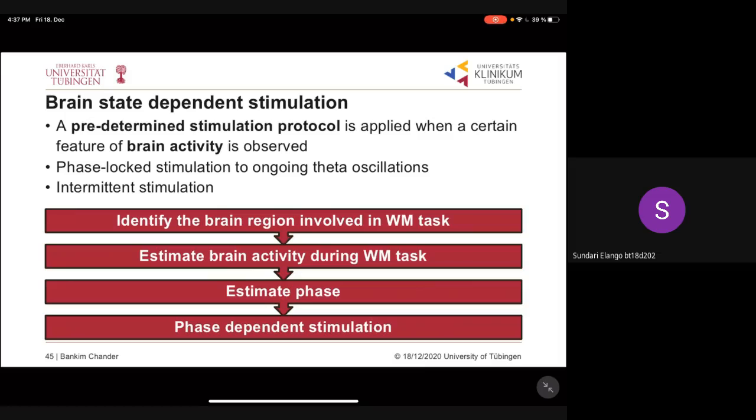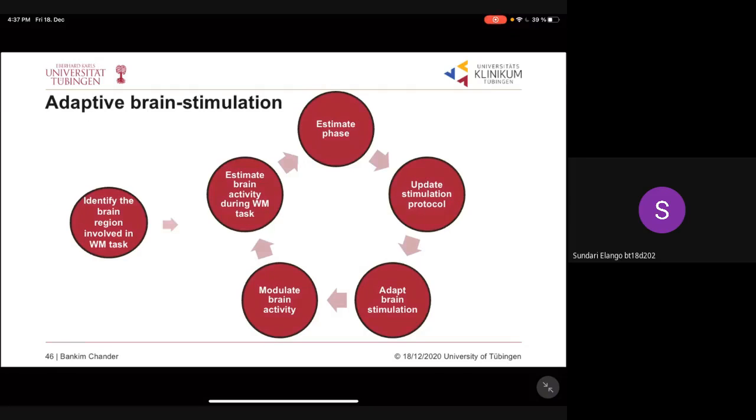And then the next form of stimulation protocol is adaptive brain stimulation. So in this case, again, we identify a certain brain region, estimate the brain activity during the task, estimate the phase, and update the stimulation protocol if we want to introduce some form of phase synchronization, or we do an anti-phasic stimulation. This is something where we can always update the rule of how we want to modulate the brain activity.